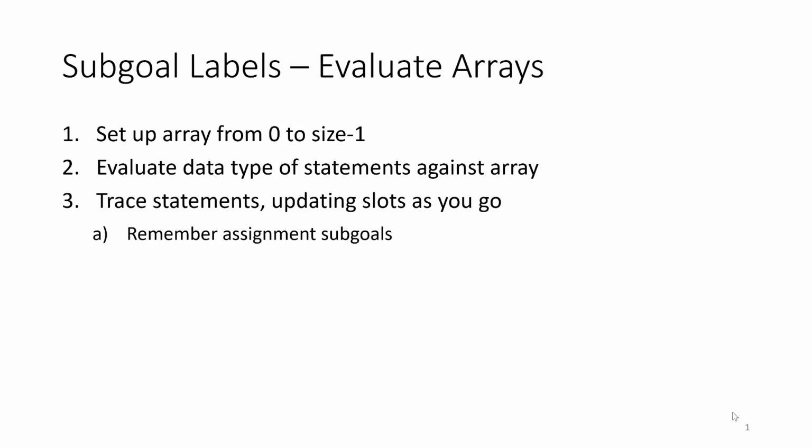This is the first worked example for arrays. The subgoal labels for evaluating array statements are: Subgoal 1, set up the array from 0 to size - 1. Subgoal 2, then evaluate the data type of the statements against the array. Subgoal 3, trace the statements, updating the array slots as you go. Some of these statements may be assignment statements, and remember, you can go back to your assignment subgoals.